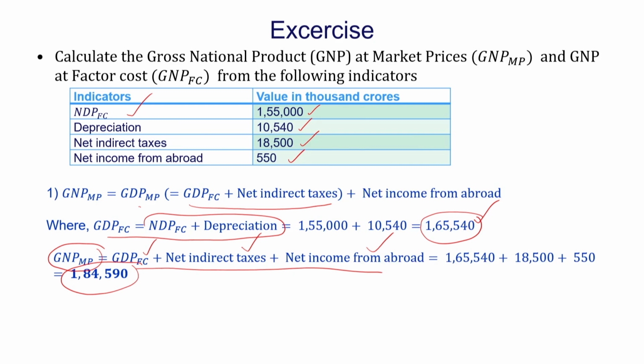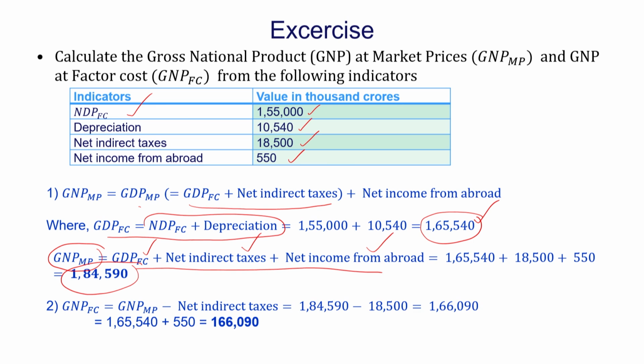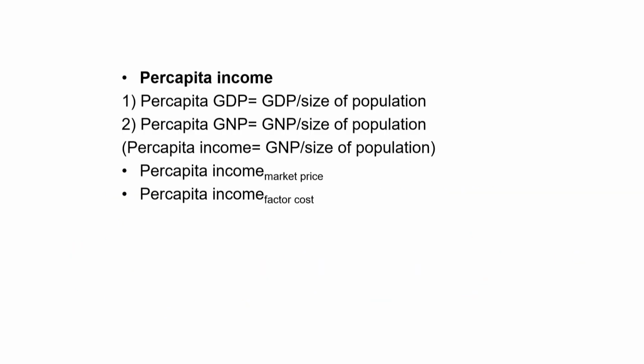Let's now move to GNP at factor cost. GNP at factor cost means GNP at market price minus net indirect taxes. We already calculated GNP at market price. So you subtract net indirect tax from it, and you get this value. Finally, this value is correct.